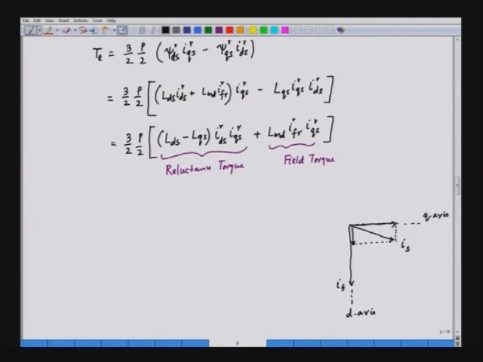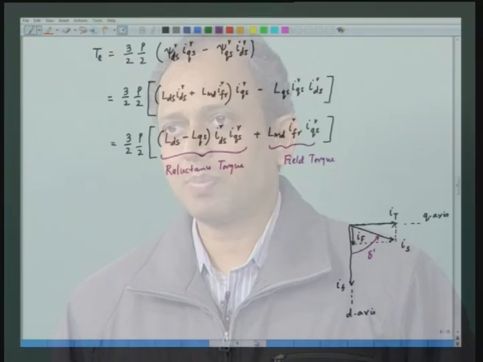This component we call It here, and this component we call If. So, we can resolve the stator current, that is Is, into two components: one is It along the q axis and If along the d axis. This is our torque angle that we were discussing, that is basically our delta prime. We know that torque is proportional to sine of delta, and we have these two currents.